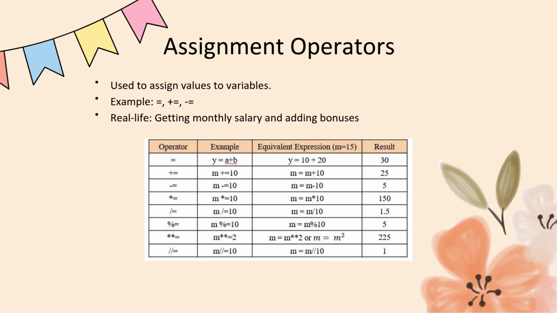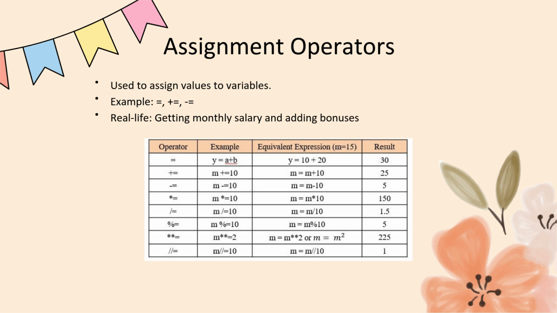Plus equal to adds the right hand value to the variable and assigns it back. Example, x plus equal to 5 is the same as x equal to x plus 5. Minus equal to means subtract and assign. So x minus equal to 2 becomes x equal to x minus 2. Similarly, asterisk equal to multiplies, slash equal to divides, and so on. These operators are very helpful when updating values inside loops, game scores, counters, or when calculating running totals.